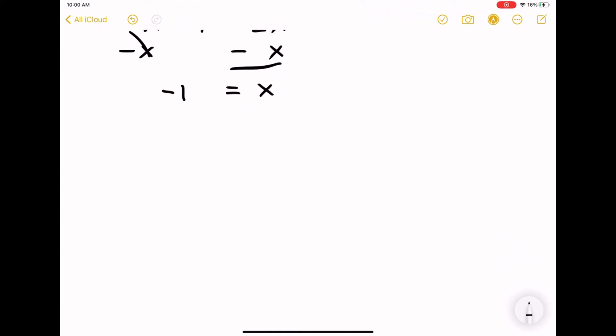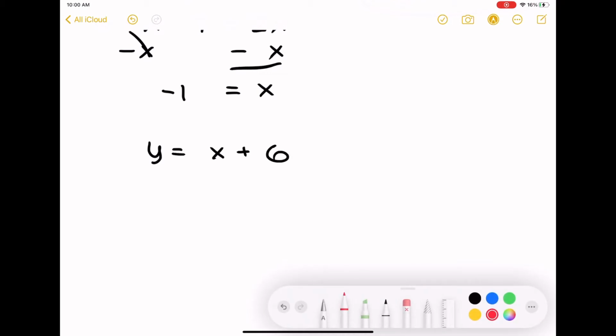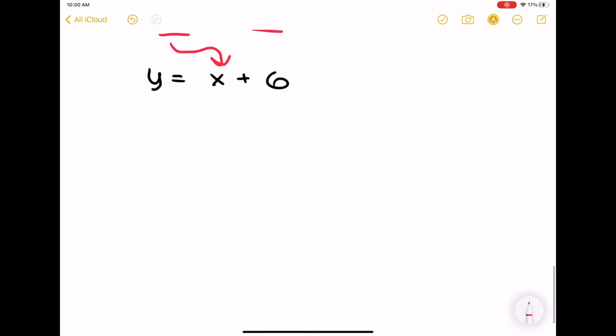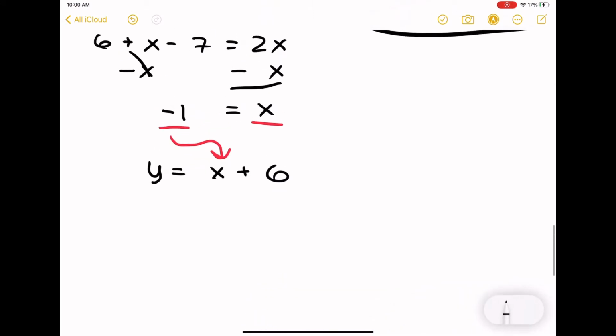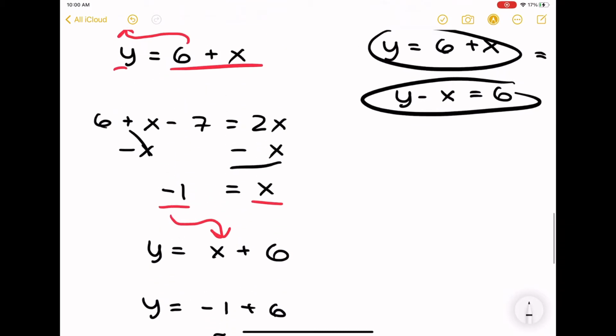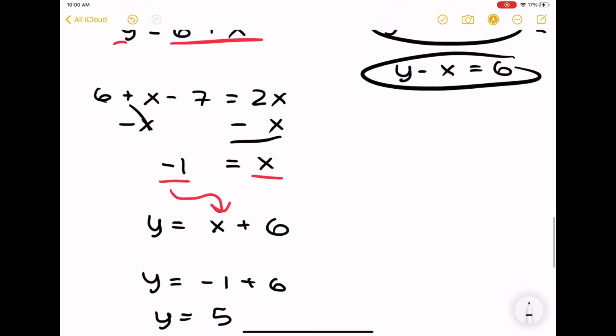Now, negatives can be on graphs. There are always negatives on graphs when they extend to the left or when they extend down. So just because it's a negative, don't feel threatened. Next, we can plug in what we have for x into one of the equations, and we'll get y is equal to 5.